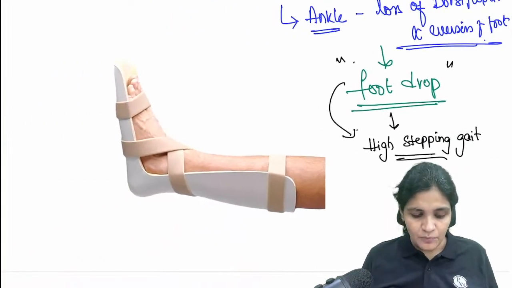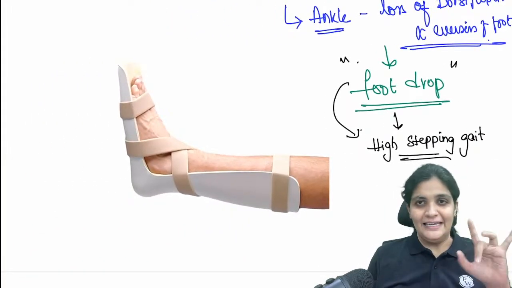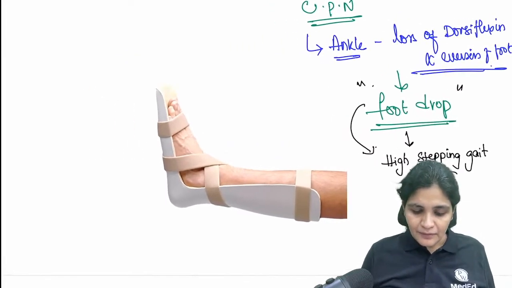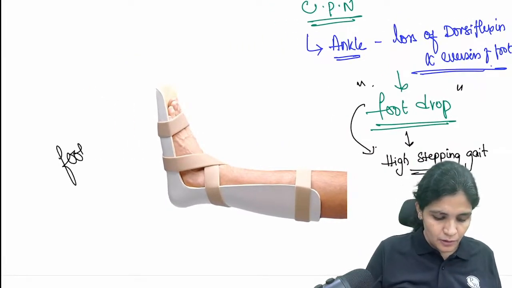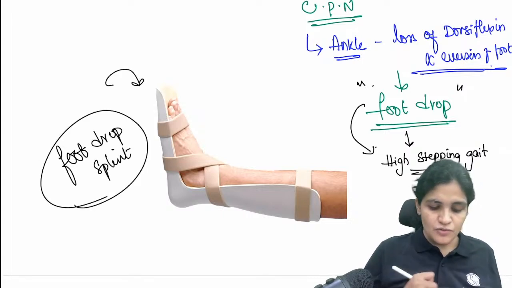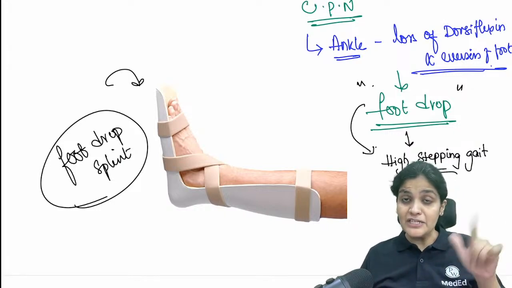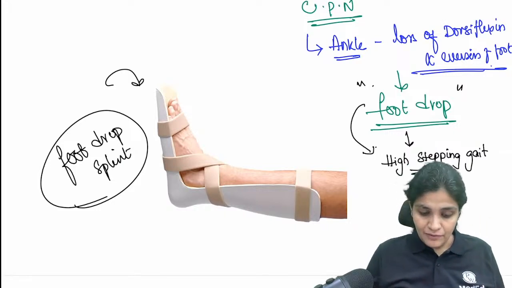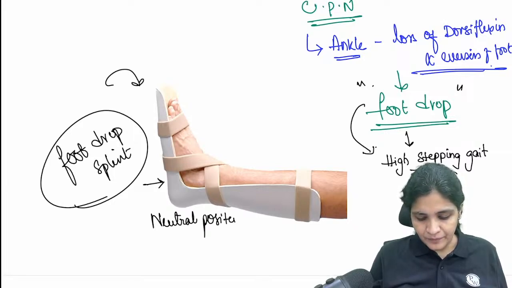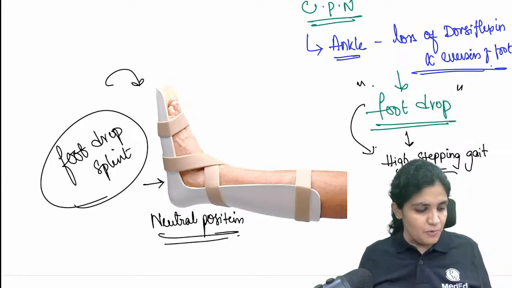And what is the splint which we use here? Yes, it will go into equinus. Very good. This is your foot drop splint. Yes, high stepping gait. This foot drop splint is used for foot drop. As I've told you, splinting is for functional position. If you see, we have put the foot in the neutral position. This is the neutral position of the ankle, right? That is the importance of this splint.